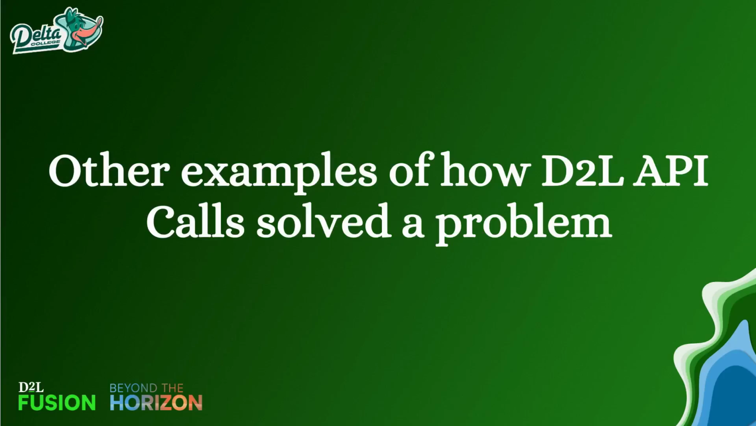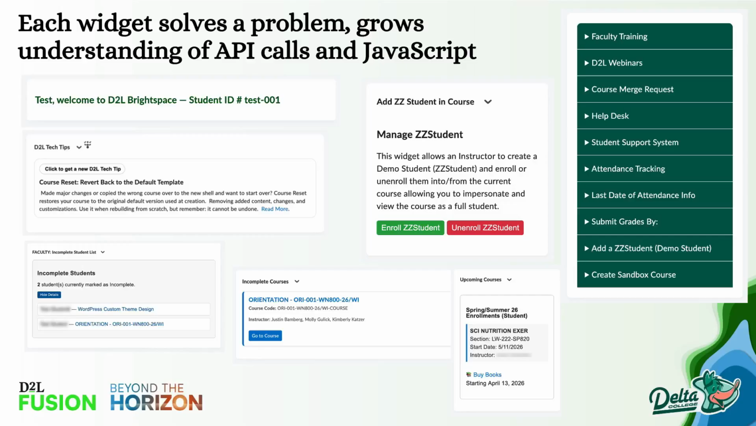We have a few other examples of how we've used D2L API calls to solve a problem. Here we have a number of widgets that have solved other problems for us inside D2L. This helps us grow an understanding of API calls and how to use JavaScript. At the top, we have a widget that gives the students a welcome message as well as their student ID number. We've had issues where students have forgotten what their ID number is, especially when they call us for support, and so we've provided that ID number as soon as they log into D2L.